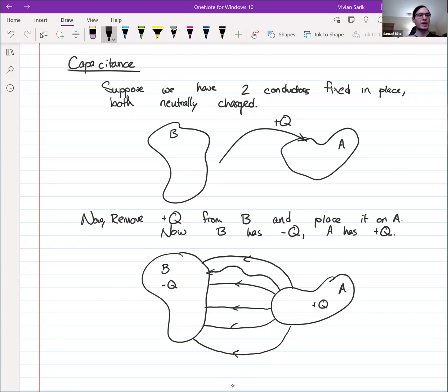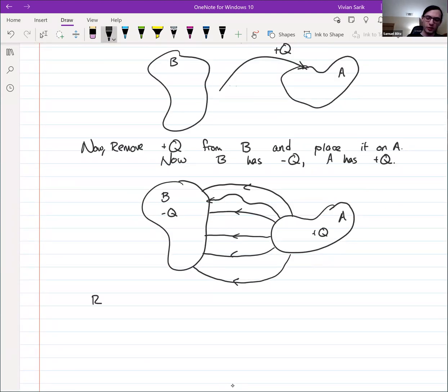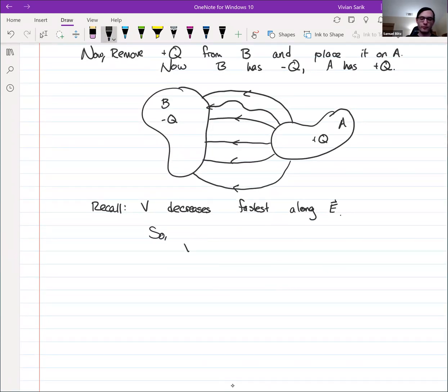And so now let's think a little bit about what happens to the electric potential between these two conductors, right? So recall from 20 minutes ago that V decreases fastest along the electric field lines. So if you traveled along these lines, your V is decreasing the fastest that it could possibly decrease. So if we do a line integral along one of these paths that the field lines map out, the resulting difference of electrostatic potential would be given by the following. VA minus VB, that's the electrostatic potential difference. It's just an integral from A to B, along some particular electric field line.